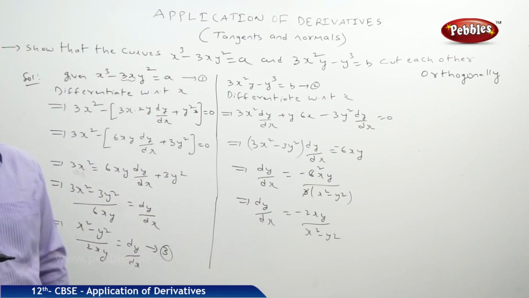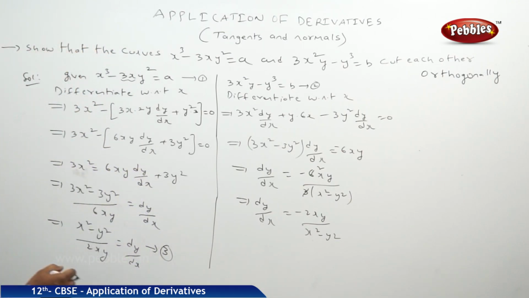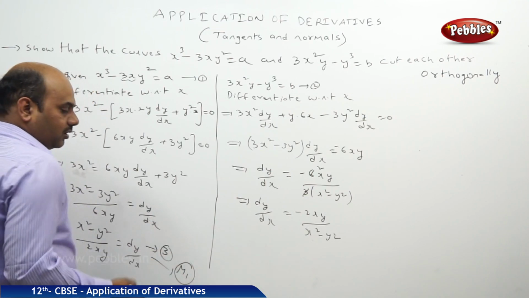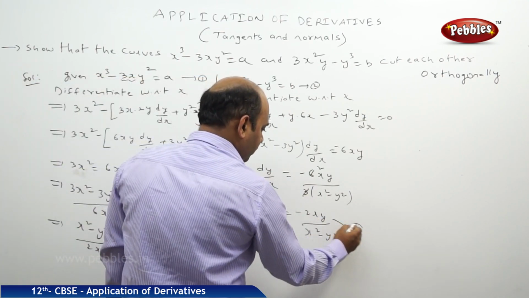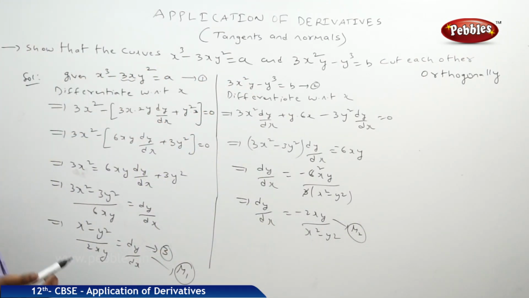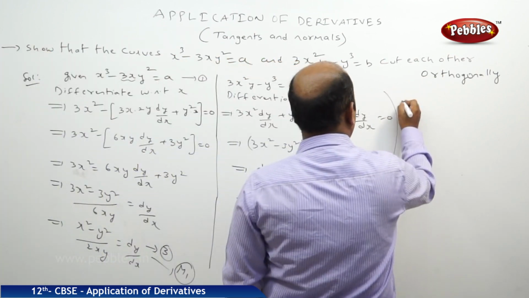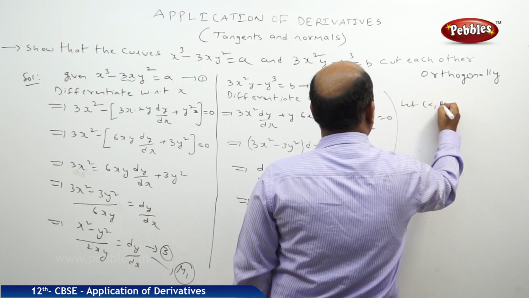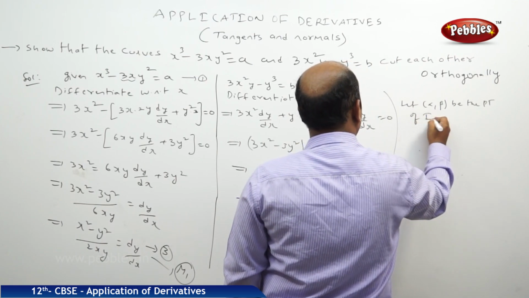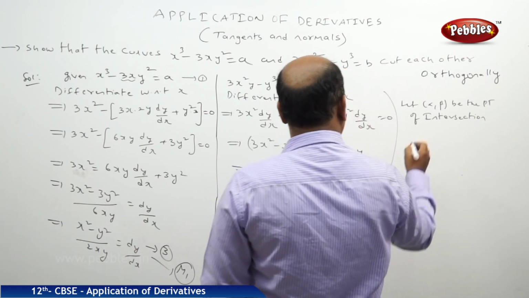In general, dy by dx, what we discussed, represents the slope of the tangent to the curve. Suppose this dy by dx I call m1, and this one I call m2, and I call alpha comma beta the point of intersection. Let alpha comma beta be the point of intersection.